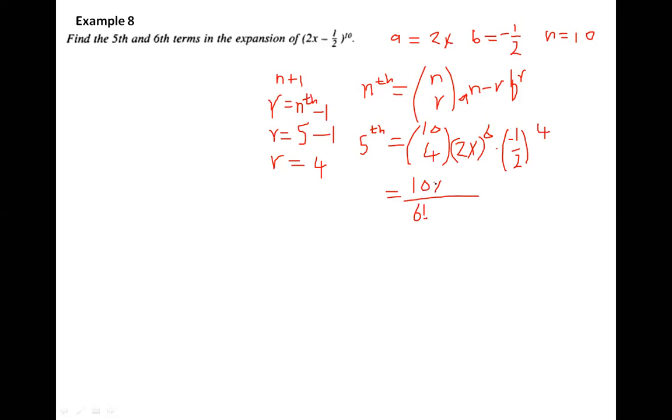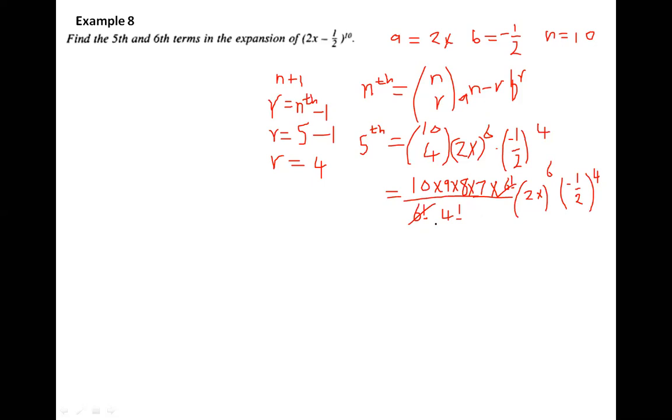So I'm going to move 10 to 6. So 10 times 9 times 8 times 7, then times 6 factorial. I want this 6 factorial to come and cancel with that. And then you multiply by 4 factorial there. So that and that will cancel. Then everything multiplied by 2x to the power 6, and then multiplied by negative 1 over 2 to the power 4.